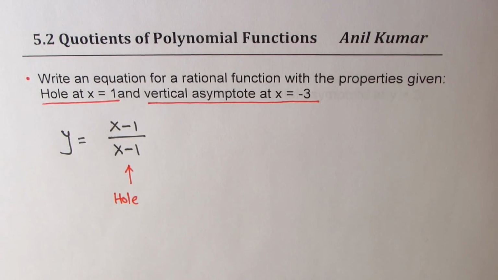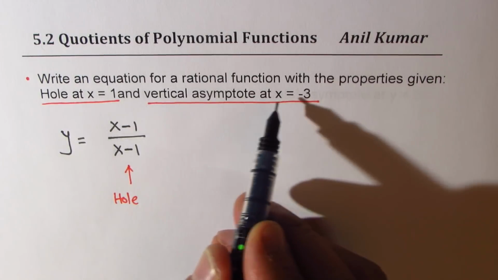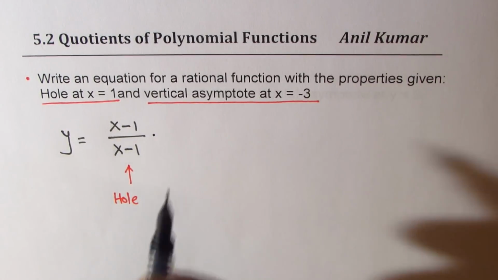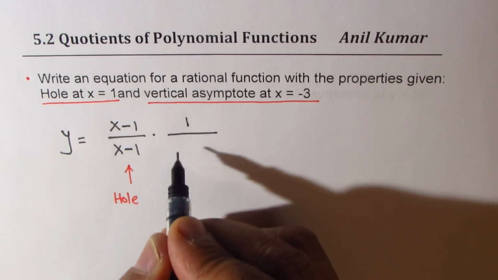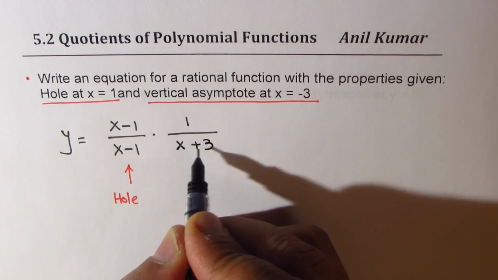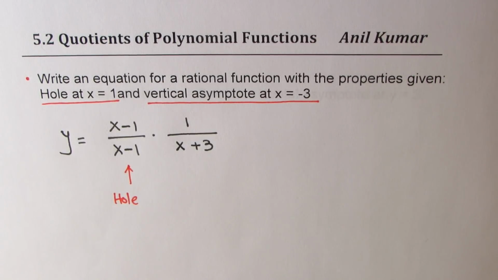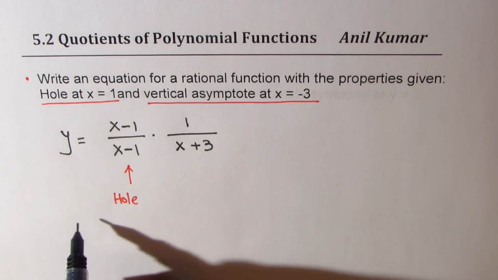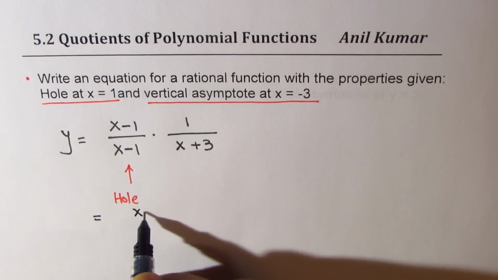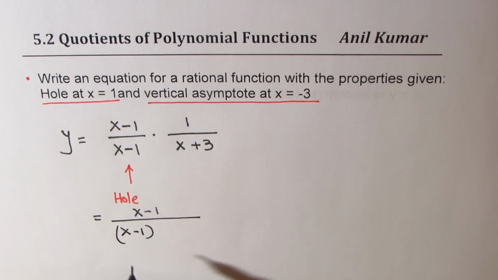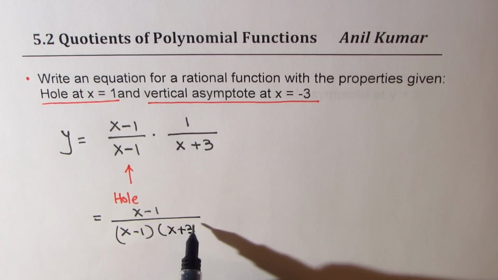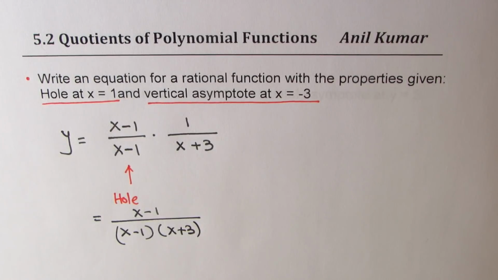Correct? The second one, when we say vertical asymptote at x equals minus 3, it means that the denominator is 0 for x equals minus 3. So x plus 3 will be a factor here. So I hope you get the concept, right? So therefore, the answer will be x minus 1 over x minus 1 times x plus 3. Correct? So that becomes the solution of this particular question. I hope that concept is clear, right?